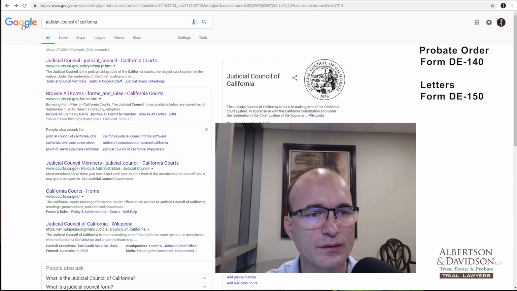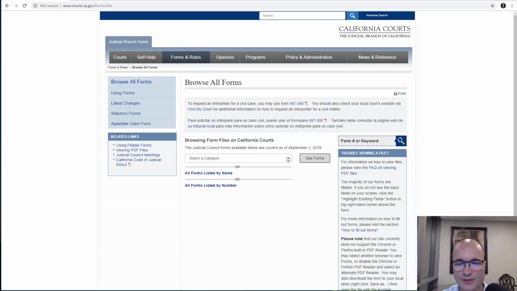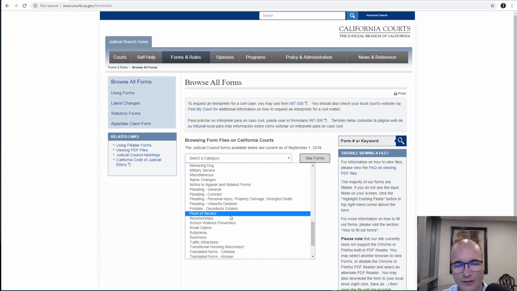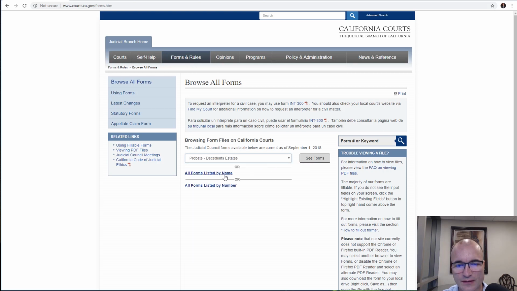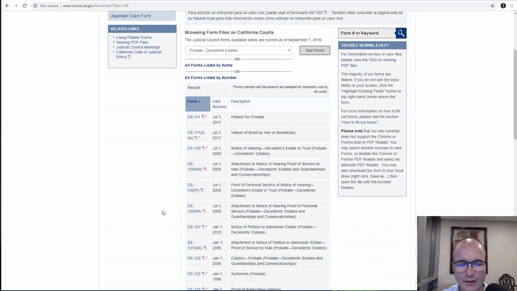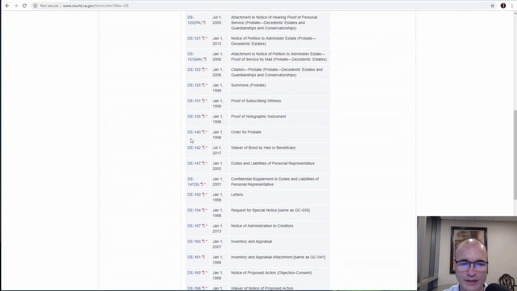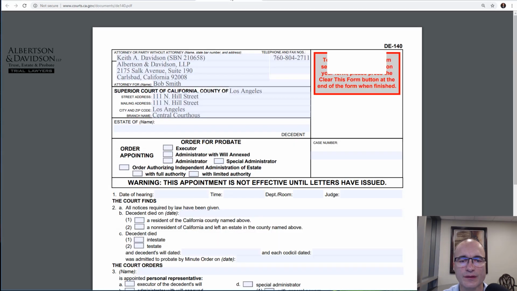So let's go to Google and type in judicial council forms, and we're going to go straight to the court's website. And we're just going to go to probate, decedents' estates. That's where all of our probate forms are going to be found. And there's two different forms we're dealing with, and I'll explain what the difference is in a minute. So there's DE-140, the order for probate, and then there's DE-150, the letters. So let's take a look at what these documents are.